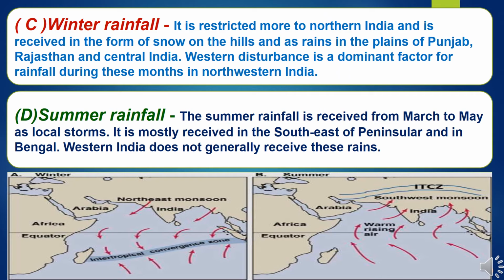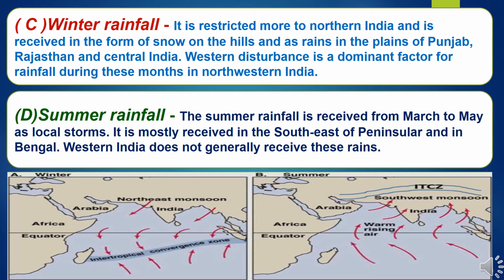The third monsoon season is winter rainfall. It is restricted more to northern India and is received in the form of snow on the hills and as rains in the plains of Punjab, Rajasthan and central India. Western disturbance is a dominant factor for rainfall during these months in northwestern India.